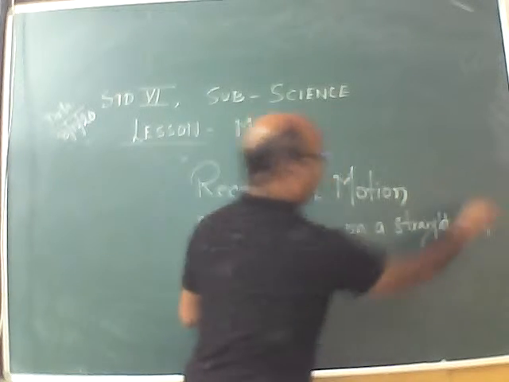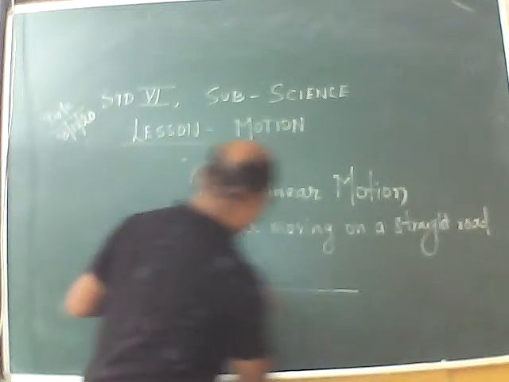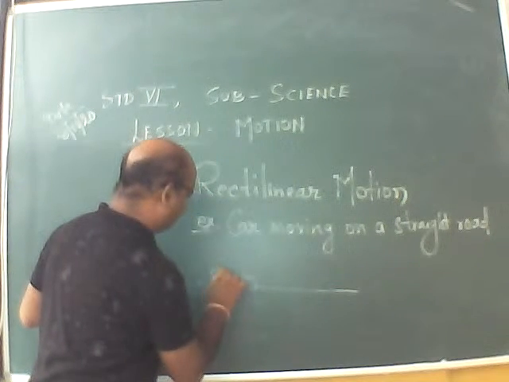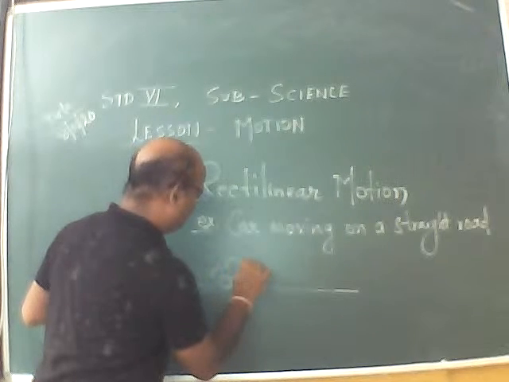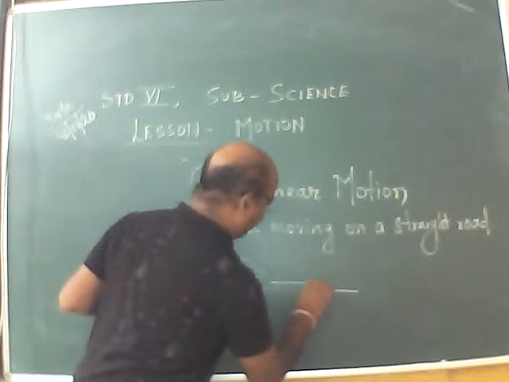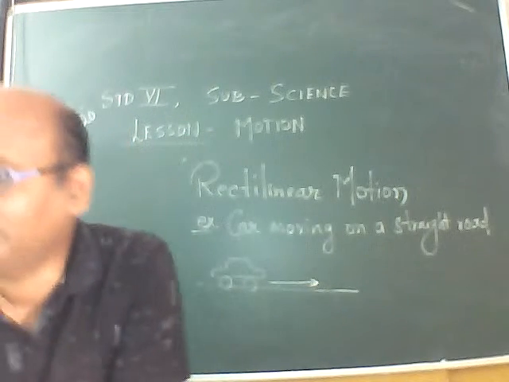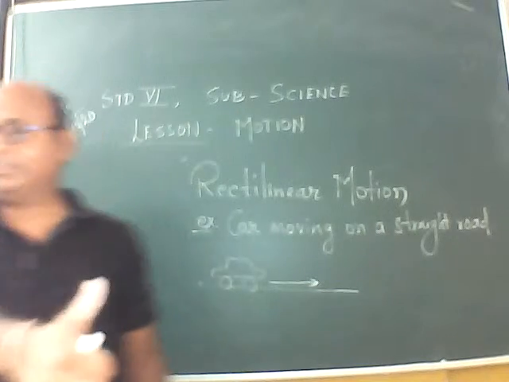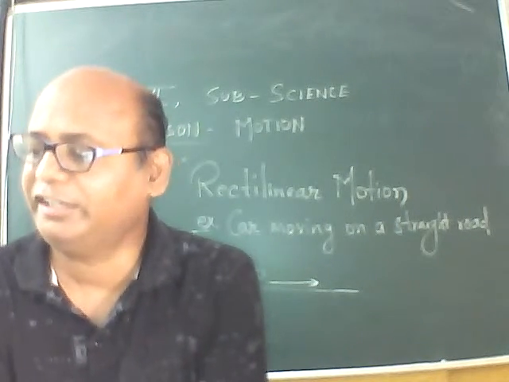So, rectilinear motion. A car is moving on a straight path, a straight road. What kind of motion is it? It is rectilinear motion. It is moving straight, so it is rectilinear motion. Now give me some other example. Santosh, very correct answer: motion of a body along a straight line is rectilinear motion.